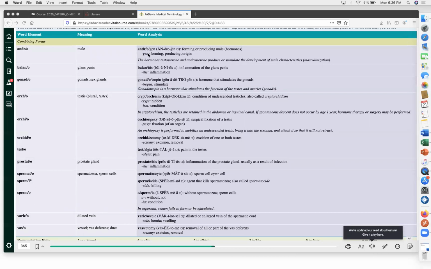All right, androgens. Anything that forms or produces or creates androgens. So androgens, male hormones like testosterone and androsterone, if I inject them into a female, what are they now going to start having? They're going to have male secondary sexual characteristics. They're going to start growing hair in all the wrong places. The voice is going to get deep.